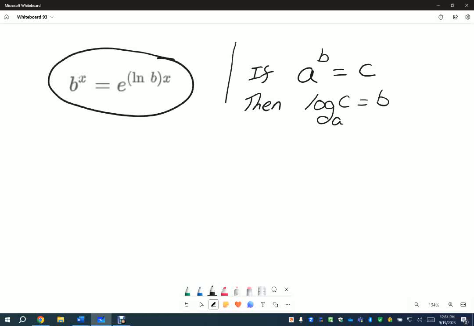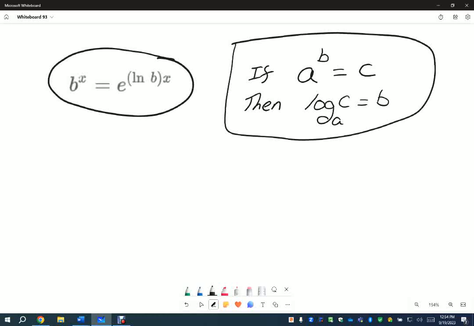Well, first of all, I'm going to need the definition of a logarithm. If a raised to the b gives you c, then by definition, log base a of c must equal b. This can be read, let me highlight it, as: the exponent that I place on a to get c is b. So that's how I read that statement in plain English. The exponent I place on a to get c equals b. So that's the definition of a logarithm.